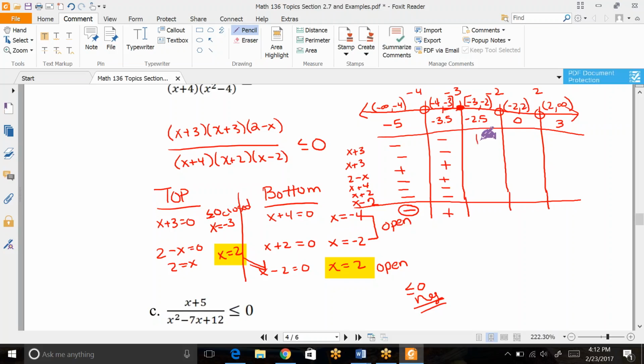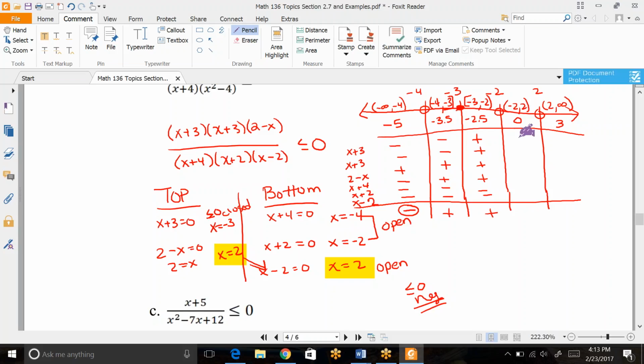-2.5 plus 3 is positive. Again, it's positive again because that's also x plus 3. 2 minus -2.5 is 2 plus 2.5, so that's positive. -2.5 plus 4 is positive. -2.5 plus 2 is negative. -2.5 minus 2 is negative. 2 negatives make a positive. So notice I got 2 pluses back to back here, but we're in trouble because that is not what we want. We want negatives. So we are going to have to talk about this a second.